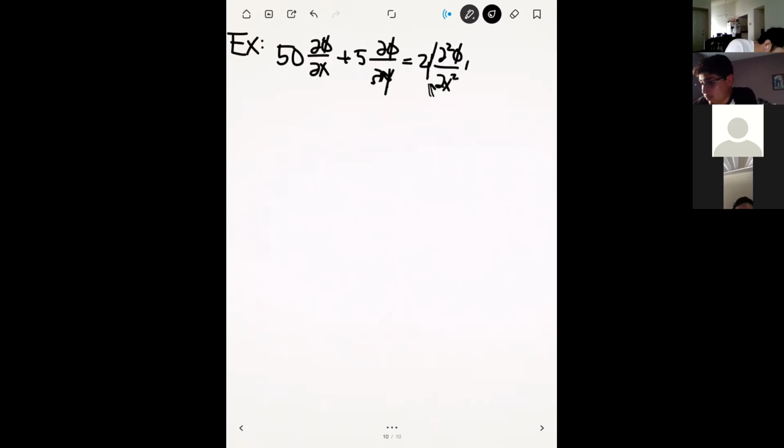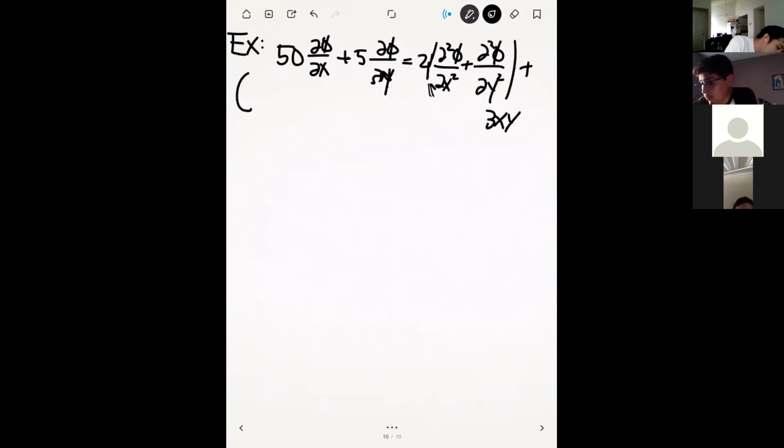Okay. So in this example, we have the following problem. We have 50 times d phi dx plus 5 d phi dy is equal to 2 times d squared phi dx squared plus d squared phi dy squared plus 3xy.